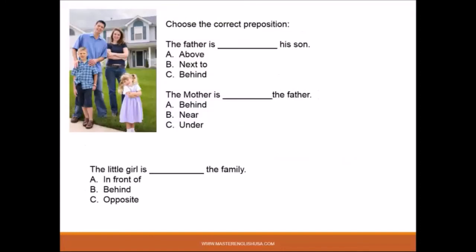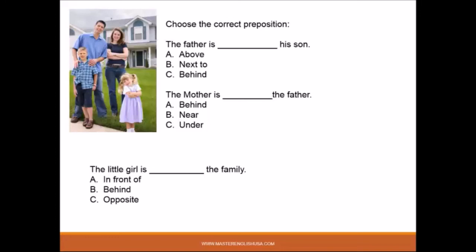Take a look at this picture of a family with a mother, a father, a son, and a daughter or little girl. The father is above his son, next to his son, or behind his son. Which preposition would you choose? I would choose C, behind. The father is behind his son. The mother is behind the father, the mother is near the father, or the mother is under the father. Which would you choose? I would choose B, near. The mother is near the father.